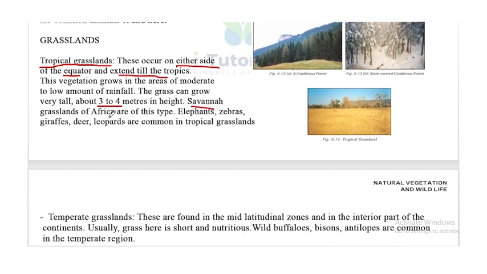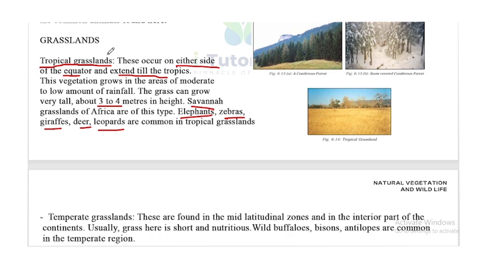Savanna grassland of Africa are this type of grassland. So, an example of tropical grassland is the savanna grassland of Africa. Now, elephants, zebras, giraffes, deer, leopards are common in tropical grassland. So these are the animals commonly found in tropical grassland.